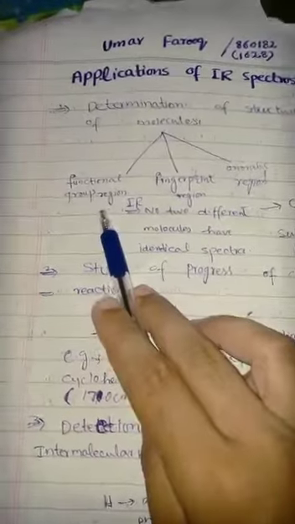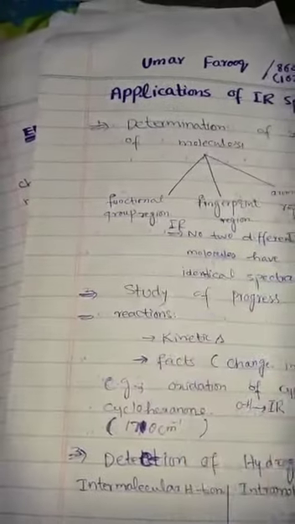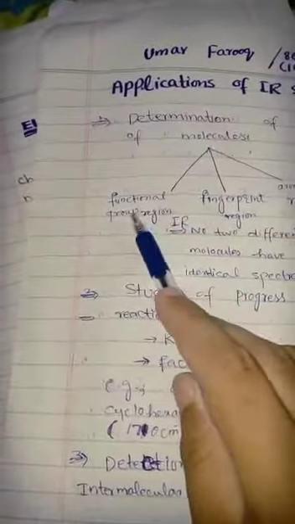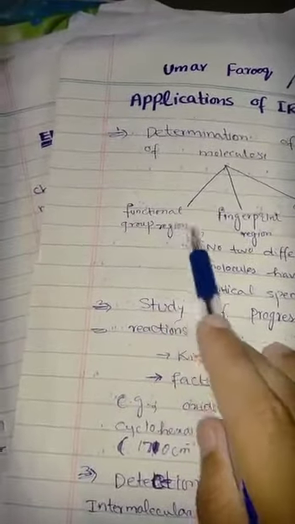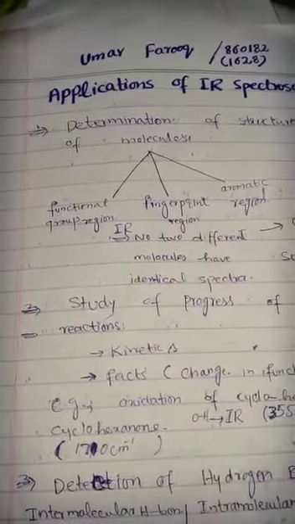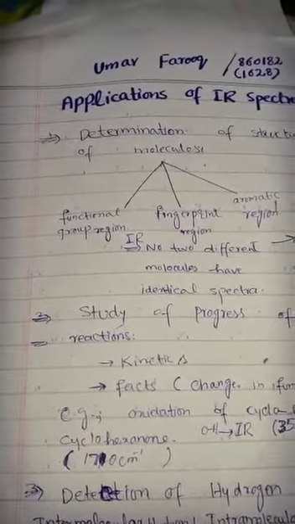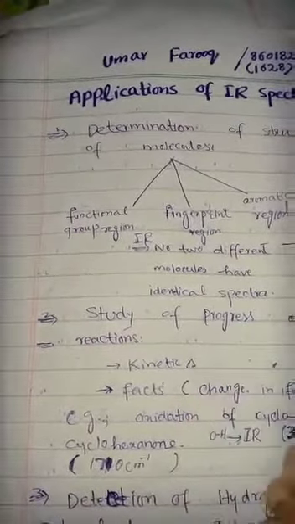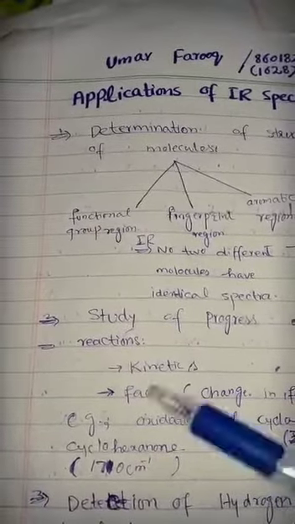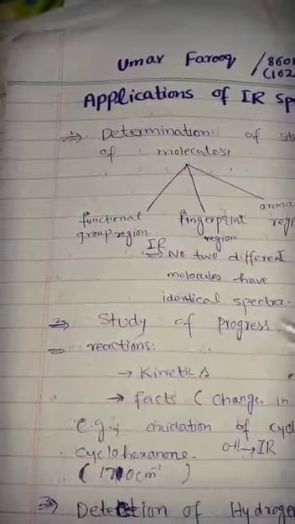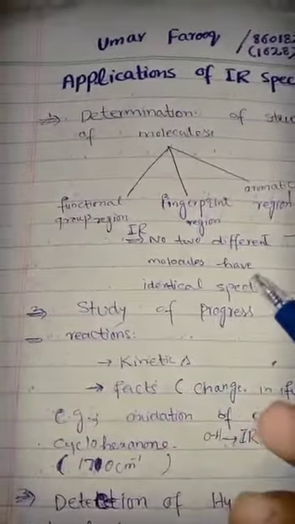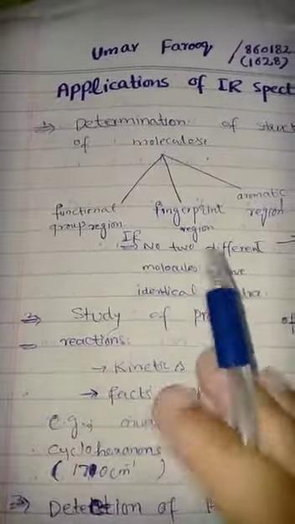In the functional group region, different functional groups show different IR spectra by which we can differentiate between the molecules or compounds. The second region, the fingerprint region, shows that no two different molecules have identical spectra. So if different molecules show different spectra, then we can say that they are not identical, so we can differentiate between them.